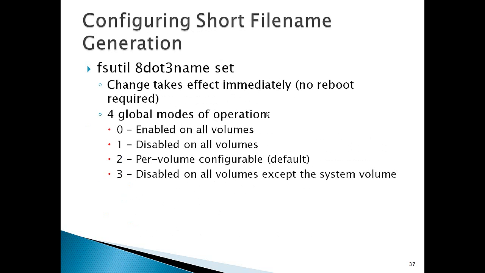Configuring short file name generation. So here's this FSUTIL again, and you can use it to set the 8.3 functionality. Change takes effect immediately, no reboot required. And it has 4 global modes of operation. 0 is enabled on all volumes. 1 is disabled on all volumes. 2 is per volume configurable, which is the default. 3 is disabled on all volumes except the system volume.